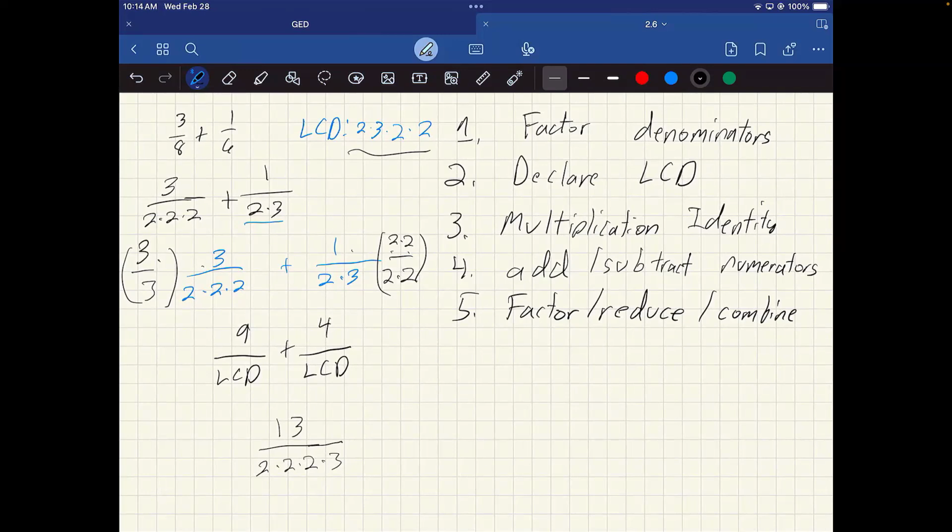Now 13 is prime, so I'm going to factor it up, nothing to factor out. Reduce, nothing to reduce. Now I combine, I write this as 13 over 2 times 2 is 4, times 2 is 8, times 3 is 24.